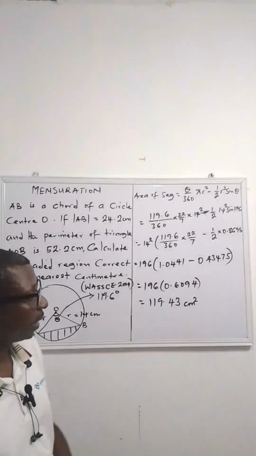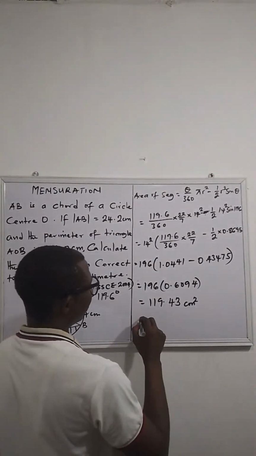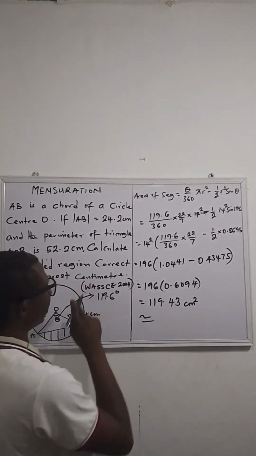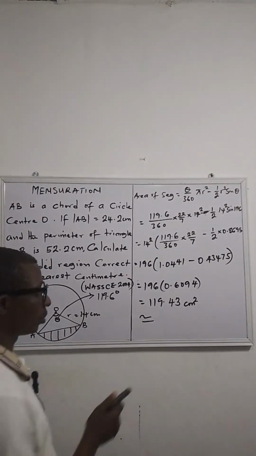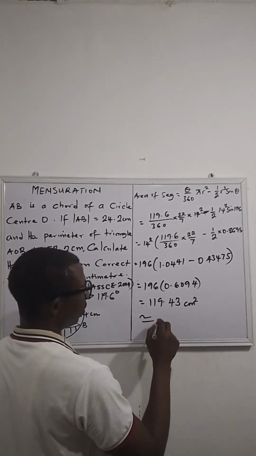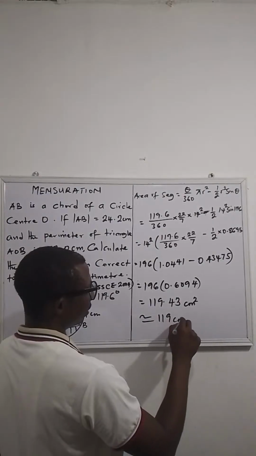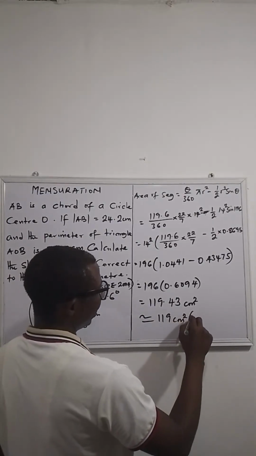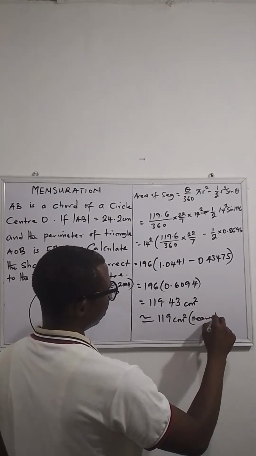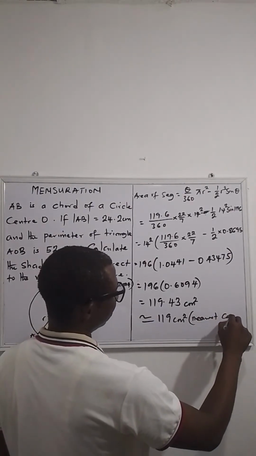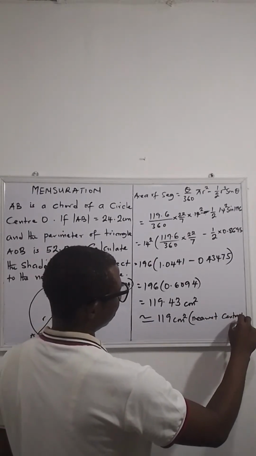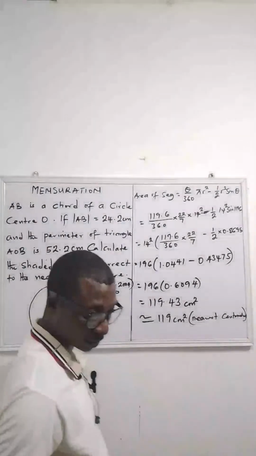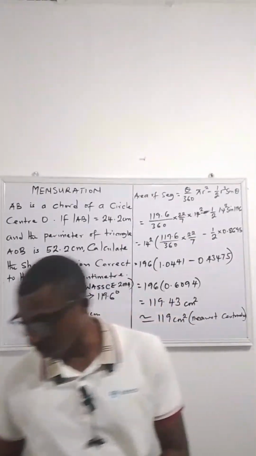Okay, so now you can correct that to the nearest centimeter according to the question. So that means to the nearest whole number. So we have 119 centimeters square, nearest centimeter. Okay. That's the nearest centimeter square. Okay, so that is what we have for that question.